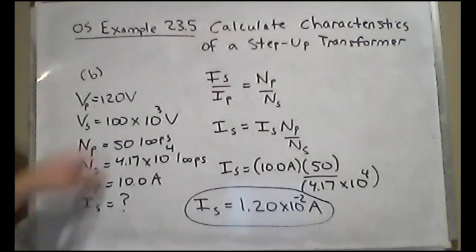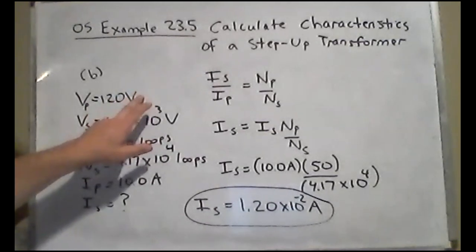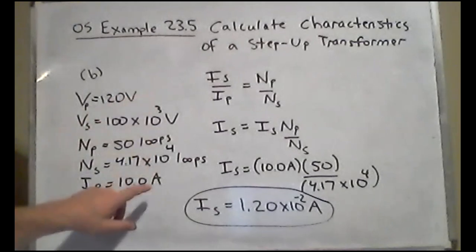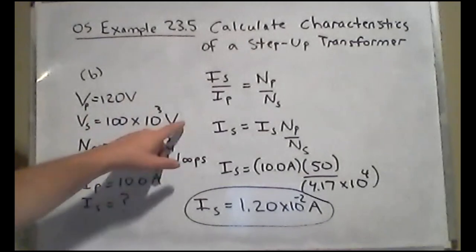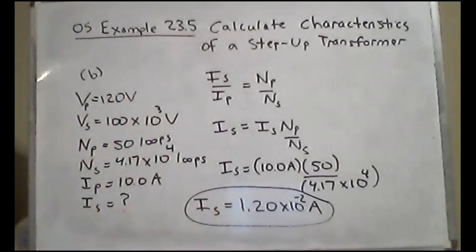So at the primary, oftentimes what you end up doing is you're switching from a small voltage and a large current, and for a step up transformer, you switch it out for a large voltage and a small current. It's a very small current, but you have a very large voltage. That's a typical property of a step up transformer.